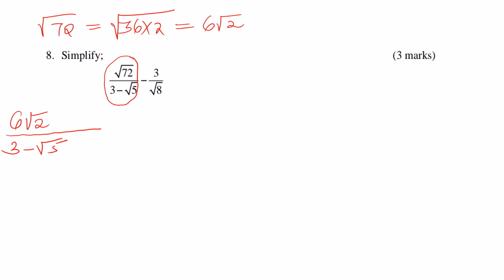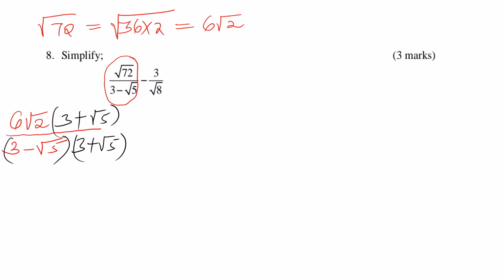So we're starting with that. The next step is to rationalize the denominator, and we rationalize the denominator by multiplying both the numerator and the denominator by the conjugate of the denominator. The conjugate of the denominator is 3 plus root of 5. So we multiply both the numerator and the denominator by that. So 3 plus root of 5, like that.